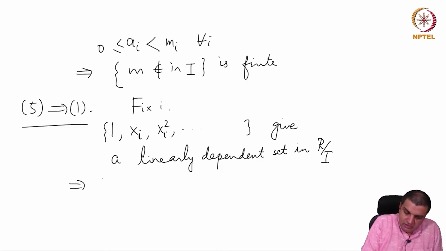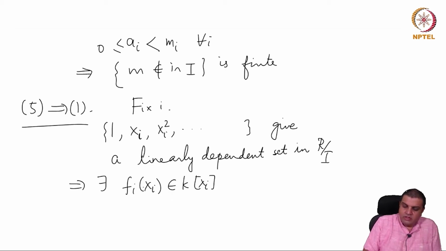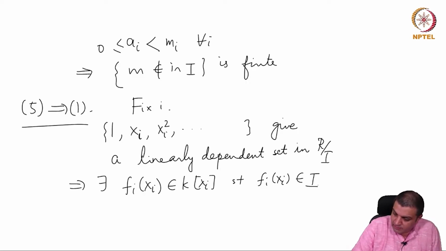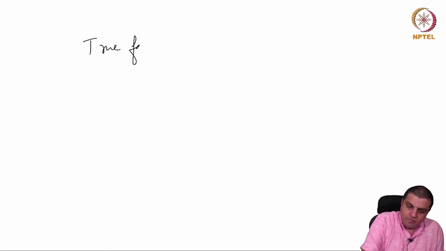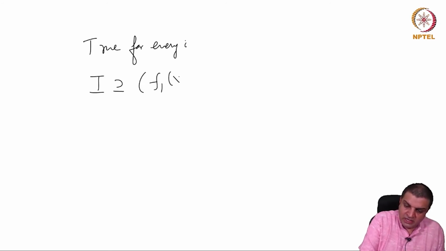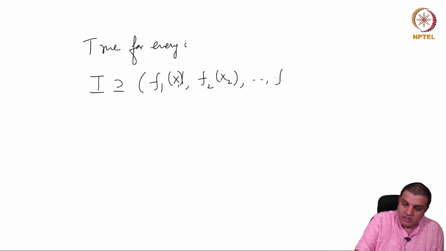So in other words, there exists some fi of xi, a polynomial in one variable, such that fi of xi is inside I. This is true for every i. Therefore, I contains the ideal generated by f1 of x1, f2 of x2, and fn of xn.